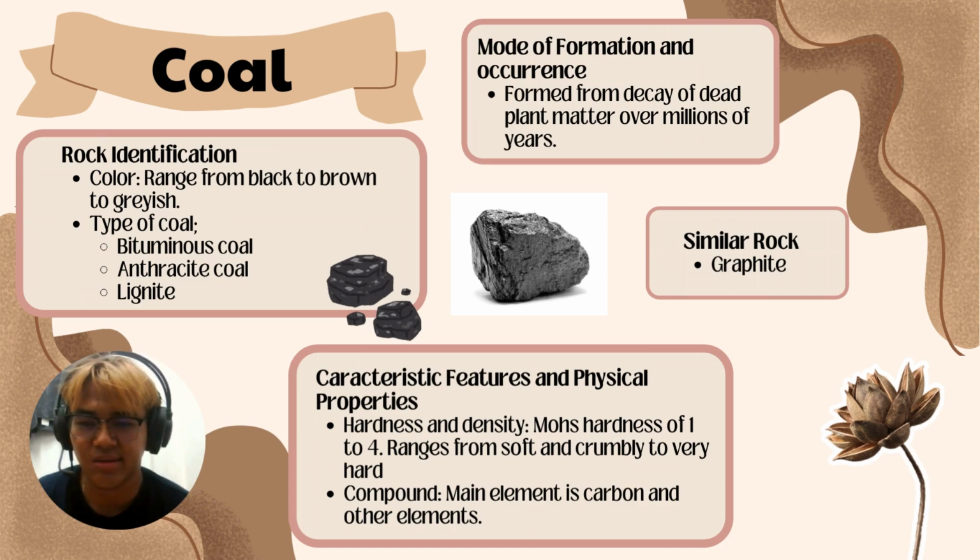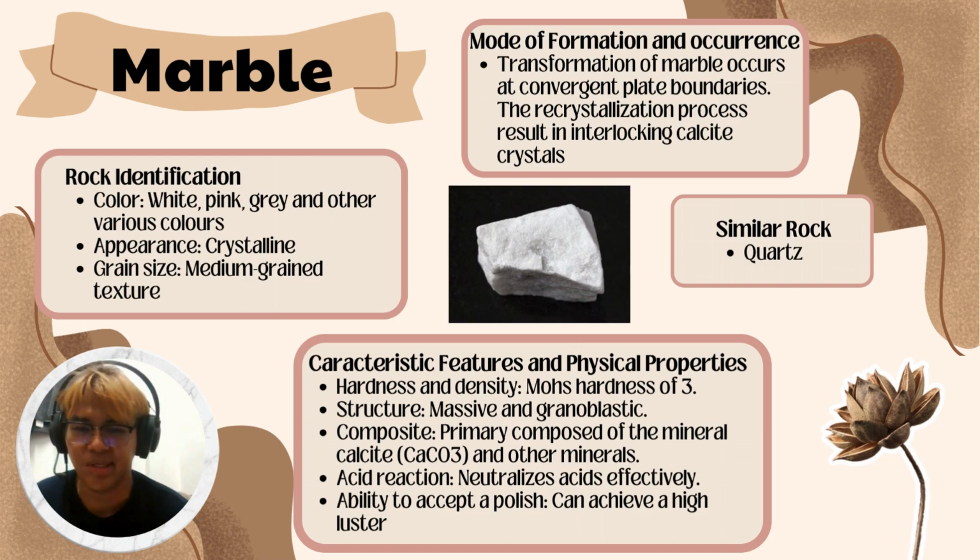The similar rock is graphite. Graphite is a form of carbon, just like coal. It's a soft, black, and shiny mineral. Unlike coal, graphite is not a sedimentary rock. It is a metamorphic mineral. Graphite is used in pencils, lubricants, and as a conductor in batteries. The last one is marble.